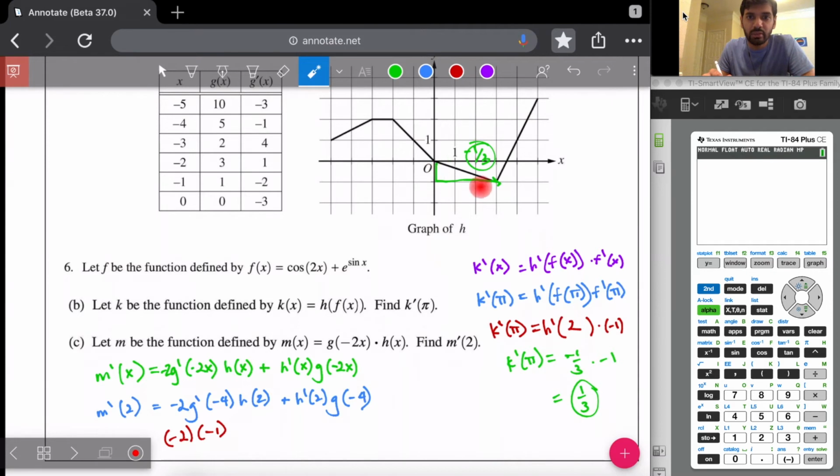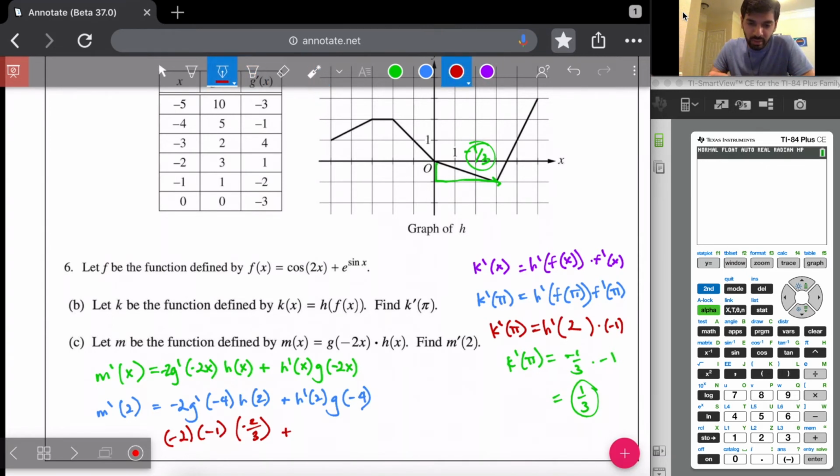Well, here's h. H of 2, if I look right there, that value should be negative 2/3. And the reason I know that is because of this slope. The graph of h goes through 0 and negative 1, and so that slope is negative 1/3. Each time you increase a unit, you're going down 1/3. So this is negative 2/3.